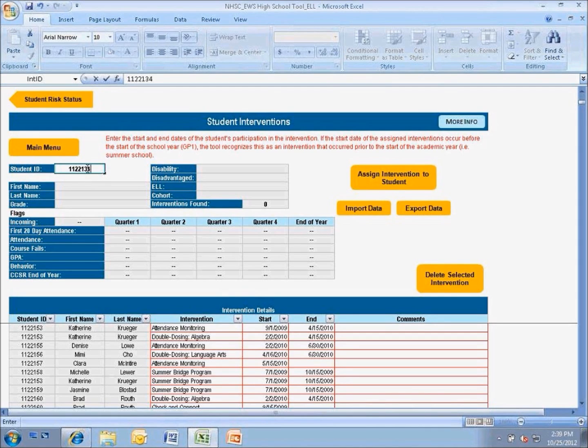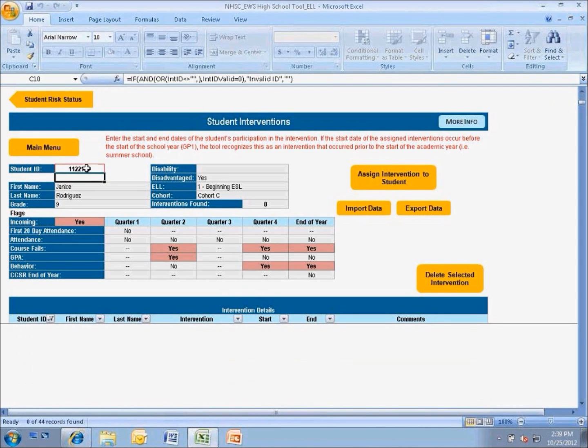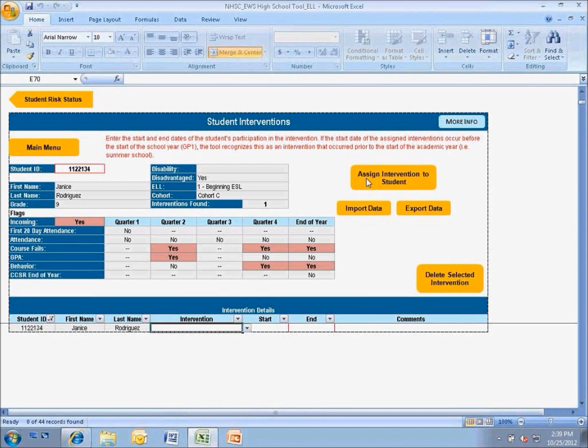Again, you can pull up a student by their ID. You see we have Janice here. She's not in any interventions. What you would want to do, and hopefully as soon as you realize that she's struggling, but here we may have been too slow because you see she's continuing to be flagged in quarter 4 for course failures and has actually picked up an additional indicator for behavior.